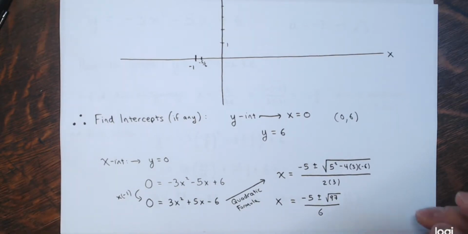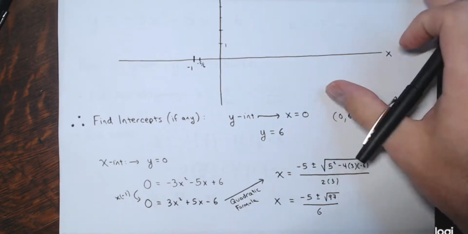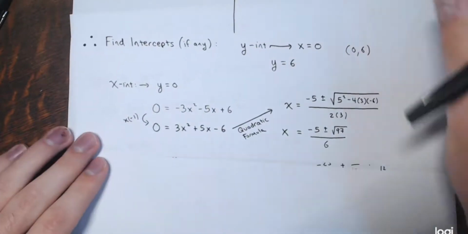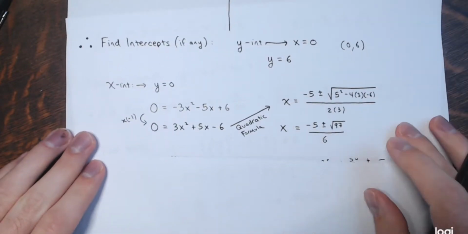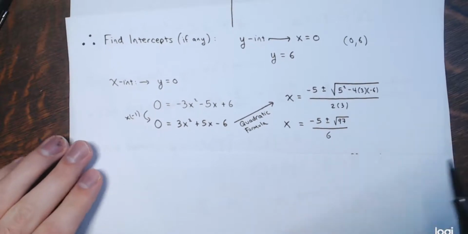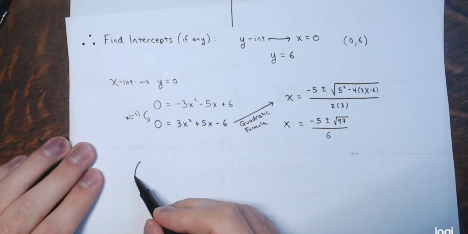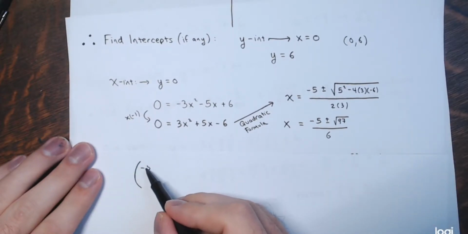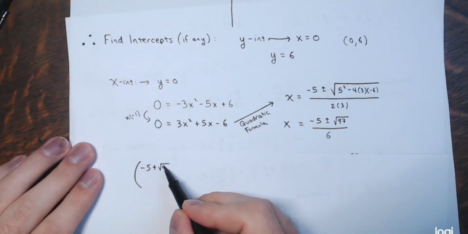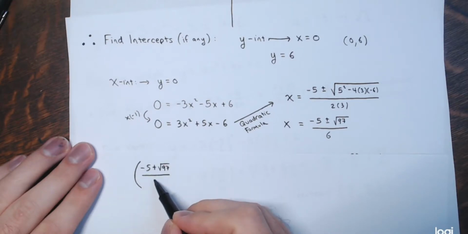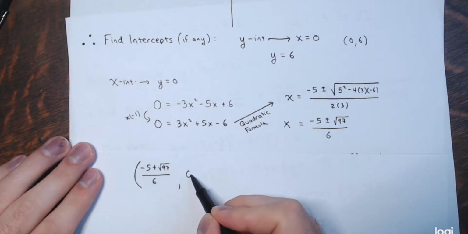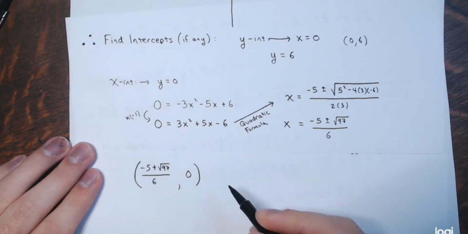So one of these x-intercepts has an x-coordinate of negative 5 plus the square root of 97 over 6. Right. So it has an x-coordinate of negative 5 plus the square root of 97, all divided by 6, comma 0. Right, remember the y-coordinate is 0.